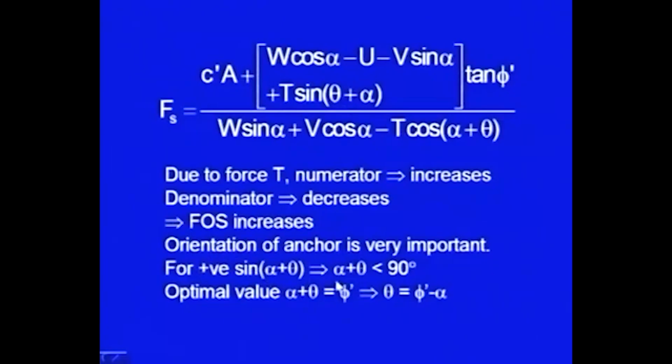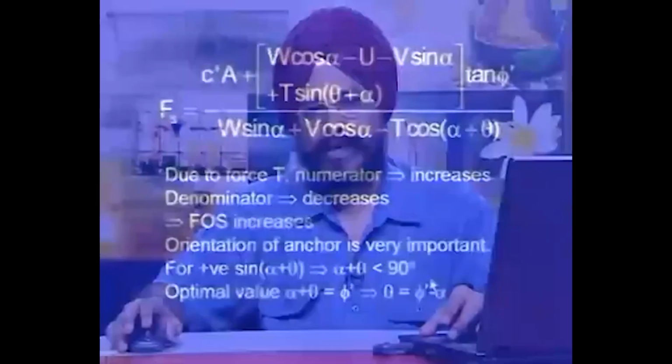So, for positive sign, this alpha plus theta should always be less than 90 degrees, and it can be shown that the optimal value, the maximum value of the factor of safety, will be obtained when this expression holds good: alpha plus theta equal to phi dash. Or you can find the optimal value of theta, the inclination of the anchor with the horizontal, which will be phi dash minus alpha. So, if theta is equal to this much, then the optimal solution will be available.